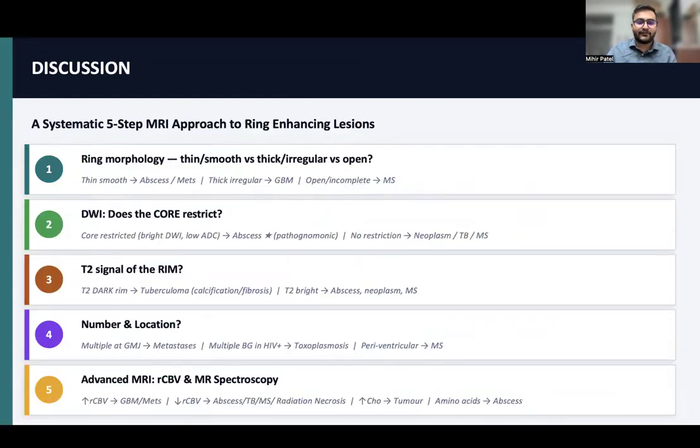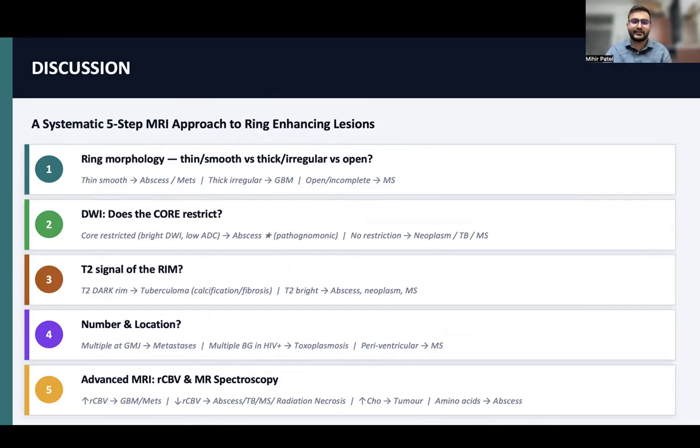Discussion: a systematic 5-step MRI approach to ring-enhancing lesions. Ring morphology: thin versus smooth versus thick versus irregular versus open. So thin smooth is seen in abscess and mets. Thick irregular is seen in glioblastoma multiforme. Open or incomplete is seen in multiple sclerosis.